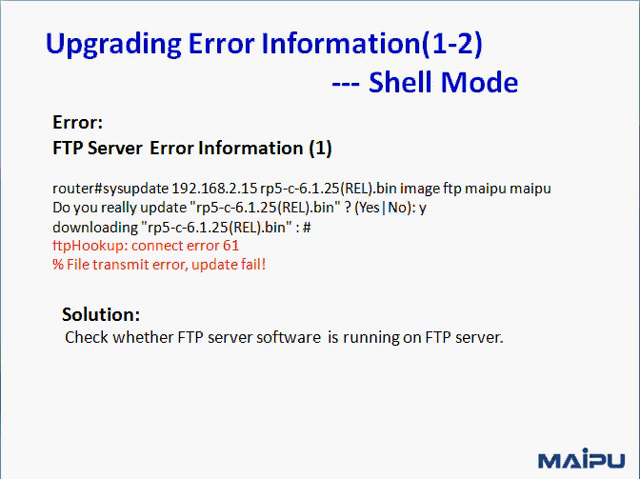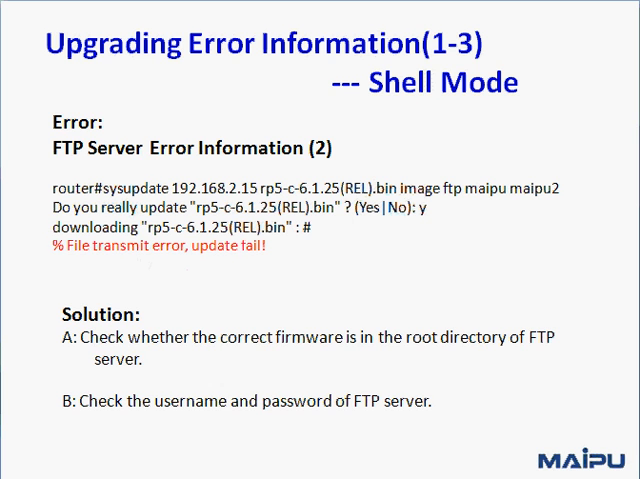In case of FTP connect errors, check whether the FTP server software is running properly, your service is properly running, and it is not blocked. For a transmit error or update fail, whenever you see this kind of error, make sure that your username and password are properly configured. Make sure that you have the correct iOS located in the root directory. Your root directory is properly located.